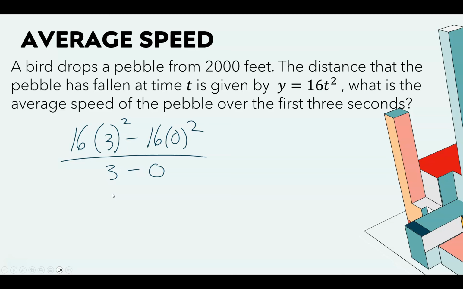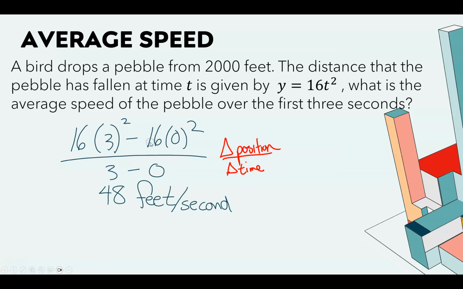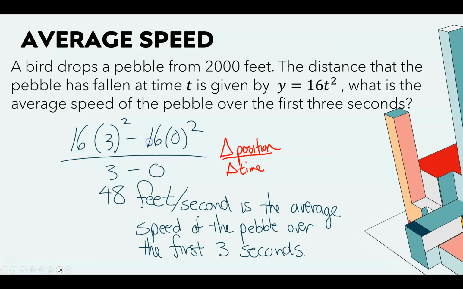But if we're doing average speed, that's an average rate of change. This is a change in position divided by a change in time. Right? And the first 3 seconds starts at t equals 0, ends at t equals 3. So hopefully you can tell we can do a little bit of simplifying here. 16 times 0 squared is 0. 3 minus 0 is 3. Let's not bother doing 16 times 9. Let's just divide out a 3 and do 16 times 3 is 48 feet per second.